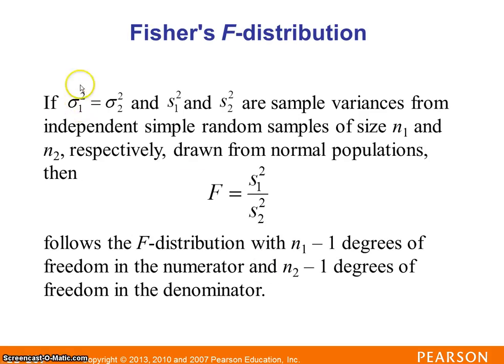So if sigma 1 squared equals sigma 2 squared, and s1 squared and s2 squared are sample variances from independent random samples of size n1 and n2 respectively, drawn from normal populations, then this statistic, which we'll denote by F, which equals the two sample variances divided by one another, follows what's known as the F distribution, with n1 minus 1 degrees of freedom in the numerator and n2 minus 1 degrees of freedom in the denominator.